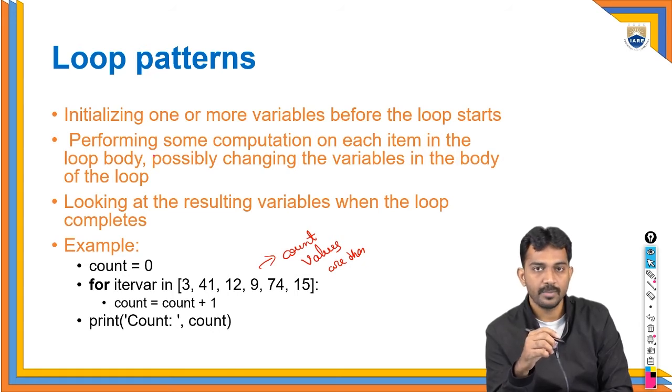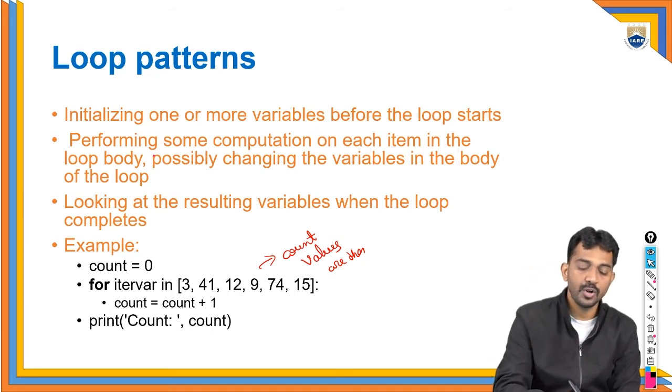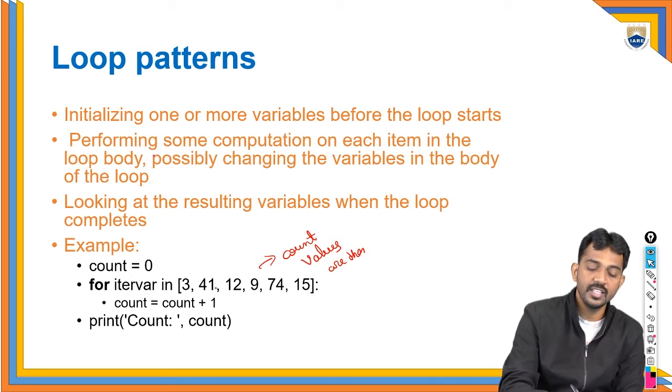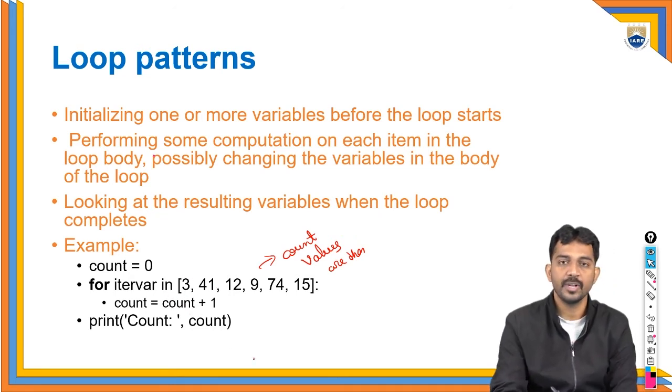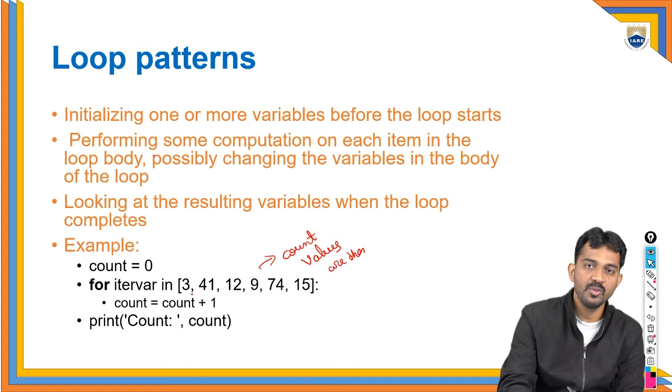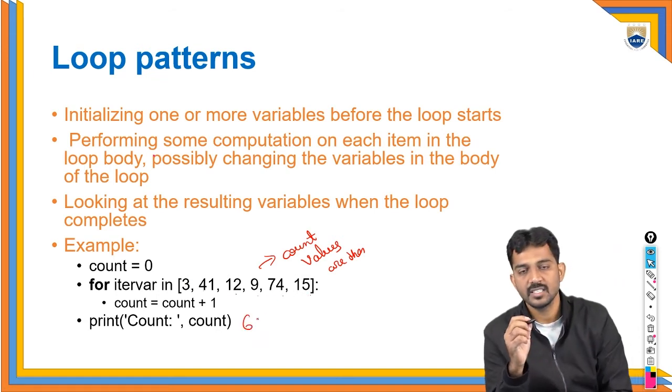So for that purpose, what are you going to do? You just read the values one by one and perform a count operation. The first time, the count is 0. When it reads the values, the count goes to 1, 2, 3, 4, 5, 6. Finally, the count will print 6 as the output, right?